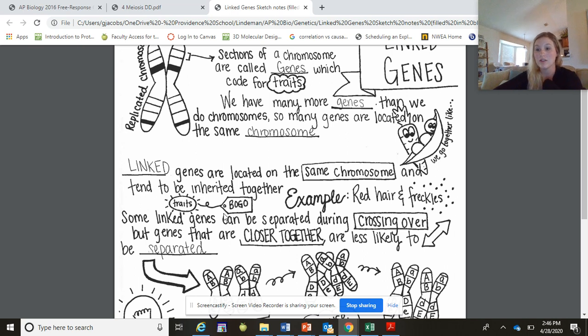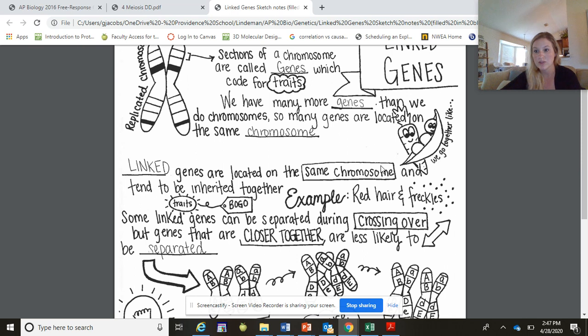Now, most of our traits aren't linked. Just because I have brown eyes doesn't mean I also have type A blood. They're not linked together. That would be kind of weird if everybody who had brown eyes also had the same blood type. So it's not like that. But red hair and freckles just happen a lot because they're located very close to each other.